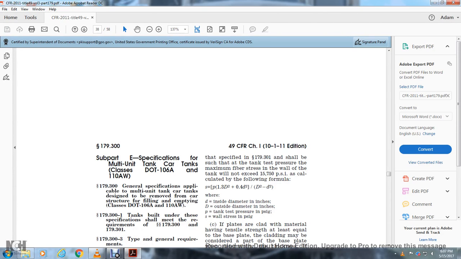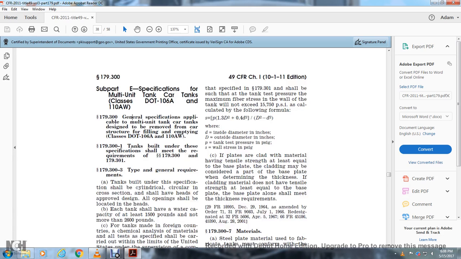Alright, Part 179, Title 49, CFR Chapter 1, November 1st, 2011 edition. Subpart E, specification for multiple unit tank car tanks, classes 106A and 110AW. Section 179.300, general specifications applicable to multiple unit tank car tanks designed to be removed from the car structure for filling and emptying, classes 106A and 110AW.